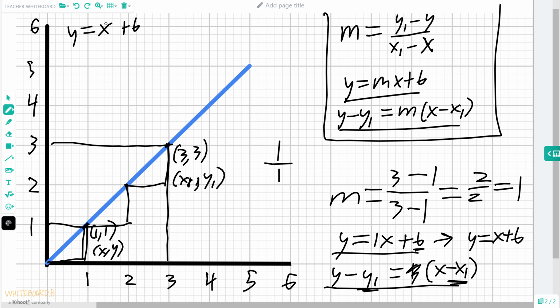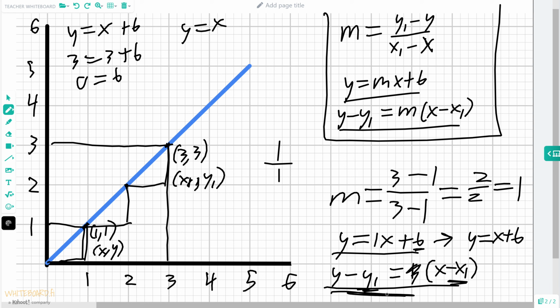is simply plug in an x and y coordinate. You can use any coordinate on the graph. So let's use 3, 3. So 3 equals 3 plus b. So 0 equals b. So b equals 0, and therefore y equals x is an equation of this graph.